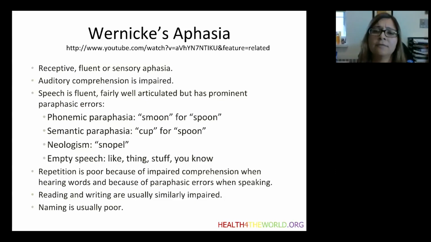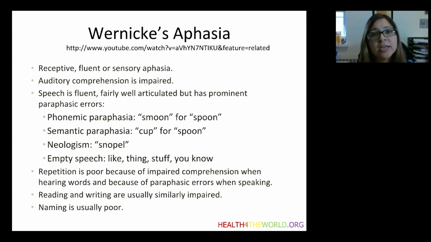A phonemic paraphasia is saying a word that sounds like the right word, but isn't. So, for example, saying smoon instead of spoon. A semantic paraphasia is an error in which somebody may say a word that's in a similar category, but it's the wrong word. So if somebody is trying to say the word spoon, they may say fork or cup because it's in that semantic category. A neologism is essentially a new or made up word, like snowball instead of spoon.